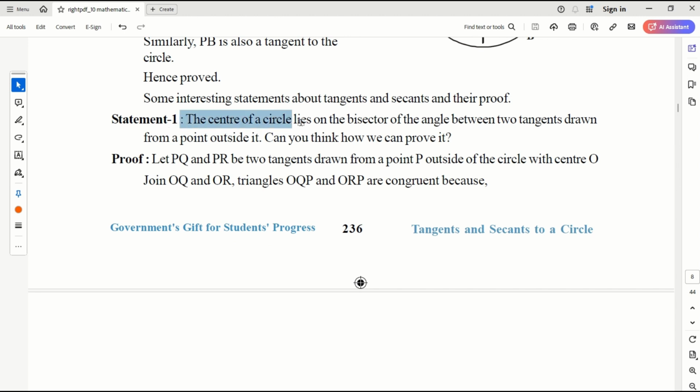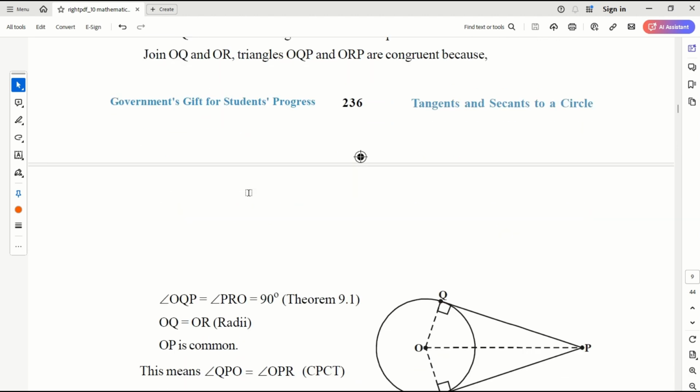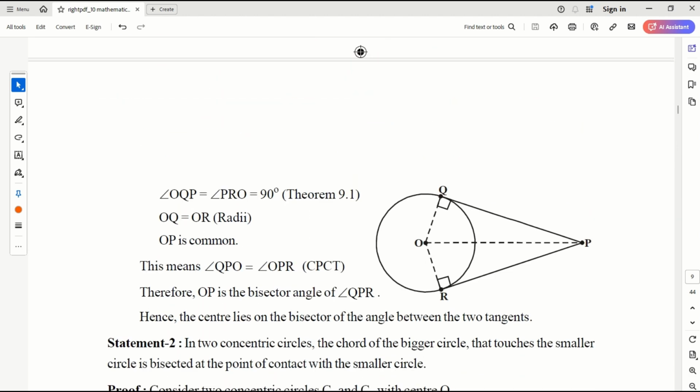Another statement here: the center of a circle lies on the bisector of the angle between two tangents drawn from a point outside. This is also easy to prove actually. You can take the same triangle congruency principle here. You have a point P outside the circle. You draw two tangents. So obviously you get two right angle triangles.